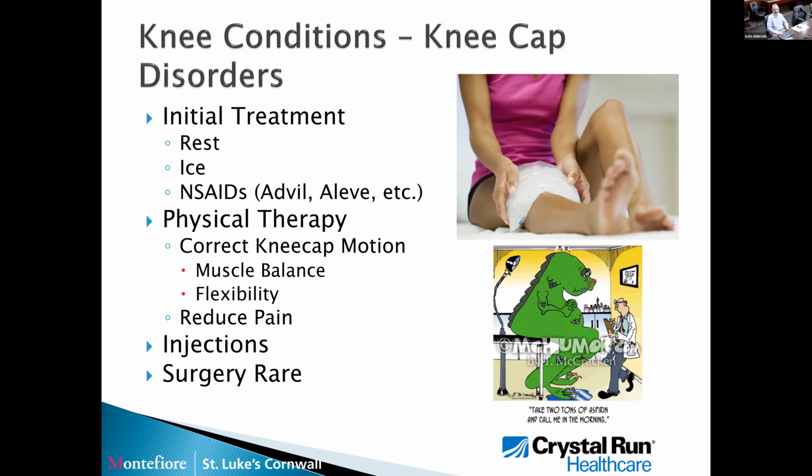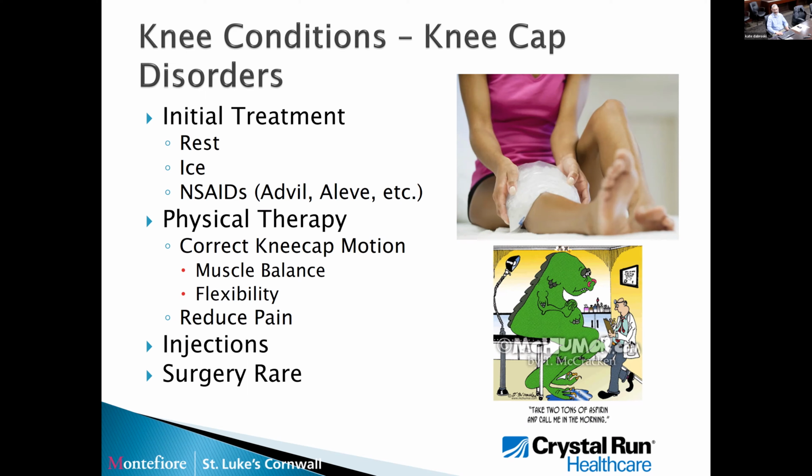The next stage would be to do something like physical therapy. The idea is to correct, as I said, the motion of the kneecap, and that includes the muscle balance. So the quadriceps muscles, the muscles above your knee, if they're pulling more towards the outside than the inside, the kneecap will have a tendency to go in that direction and will put excess pressure on the outer part of the kneecap and therefore cause pain.